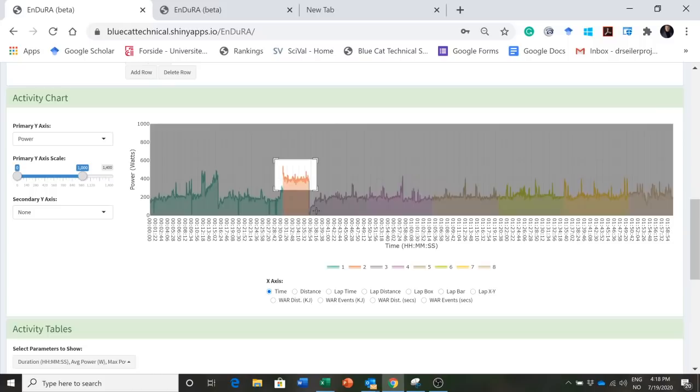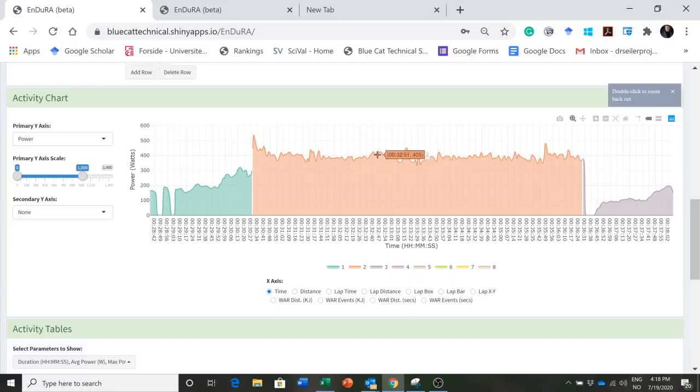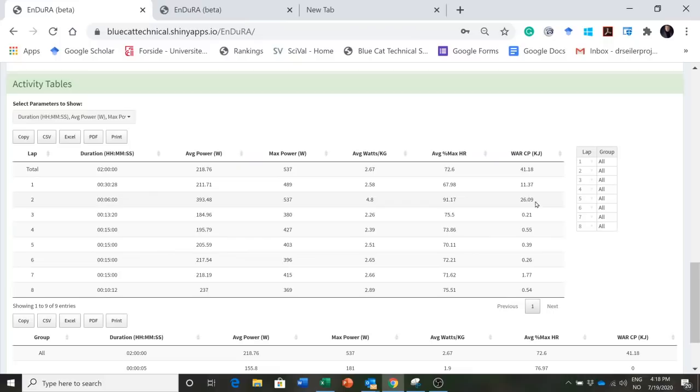So here's the actual 6-minute test, hovering around 400 watts, with a little bit of dips above and below. And when you take the average for the 6 minutes, it was 393 watts. And here was something important. The actual work above 321 watts, which is that critical power, was 26 kilojoules, not 21. So something's not quite fitting, but that's what I actually did.